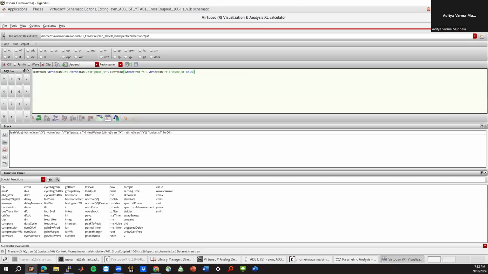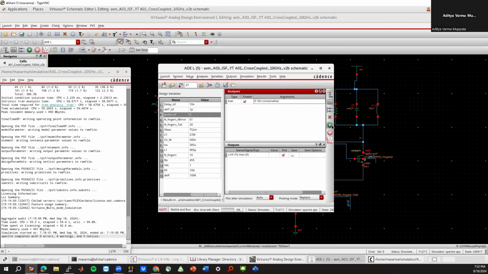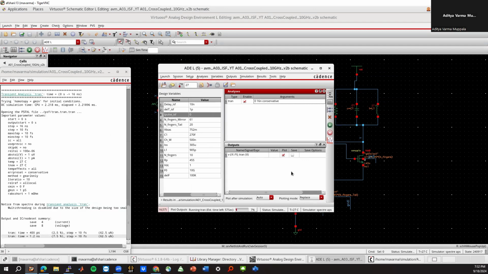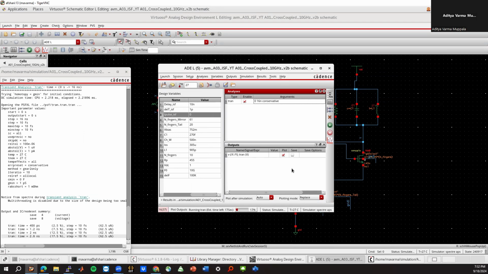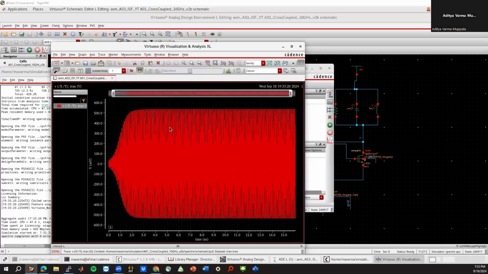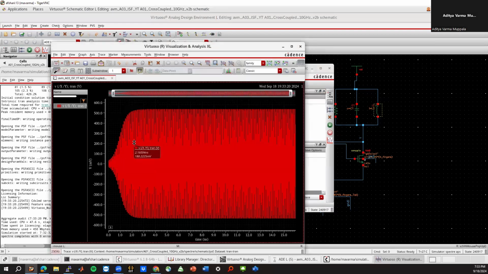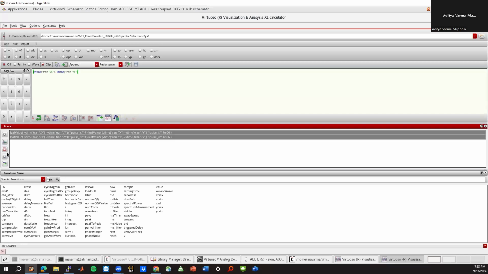So I'll close this, don't need this anymore. We'll set this to 0, that's right. And then I'll run a transient simulation again. Essentially we need to find a reference signal from which the phase shift is measured, and that's what I'm doing here. Okay, simulation completed. I want to send this to the calculator again and delete these.